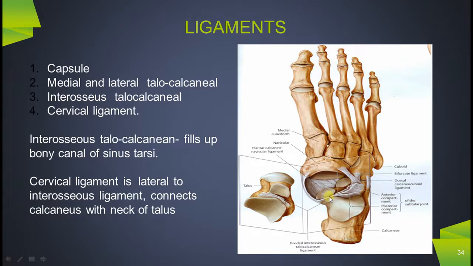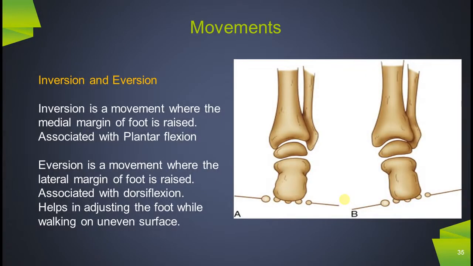The cervical ligament is present laterally. Here you are able to see it lateral to the interosseous ligament. The cervical ligament connects the calcaneum with the neck of the talus. Movements in the subtalar joint are inversion and eversion. Inversion is where the medial border of the foot is raised, and eversion is where the lateral border of the foot is raised.